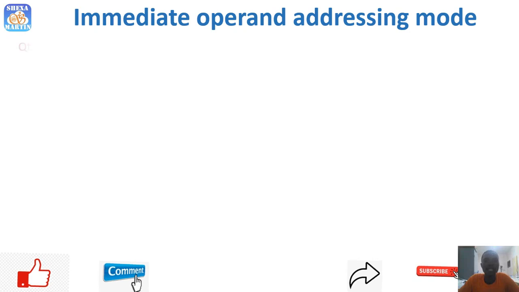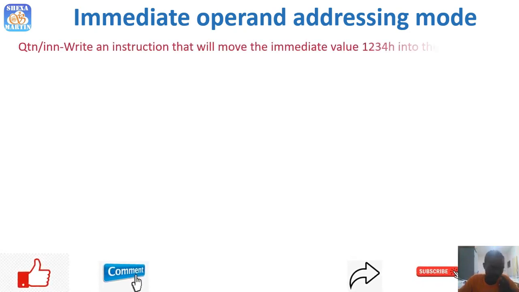Let me start by giving you a question. Today we will enjoy ourselves with this question, which says: write an instruction that will move the immediate value 1234 into the CX register. Those that are understanding this, please give me the answer in the chat section. Write an instruction that will move the immediate value 1234 into the CX register.